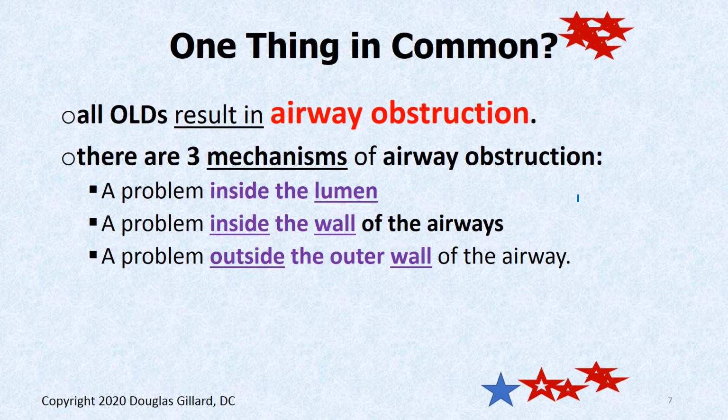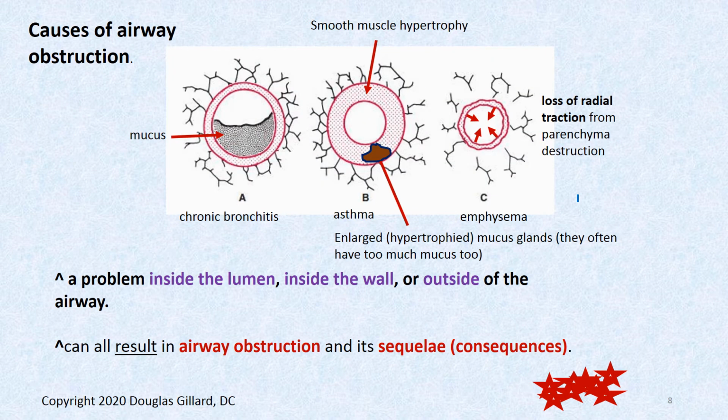Well, the airway's obstructed, just like the word says. And how can the airway be obstructed? There's three different types of obstruction. You can have a problem inside the lumen itself, almost like small bowel blockage, right? We talked about small bowel obstruction, the same deal. You can have a problem inside the lumen, you can have a problem inside the wall of the airway, or you can have a problem outside the wall of an airway. So let's look at these a little more carefully.